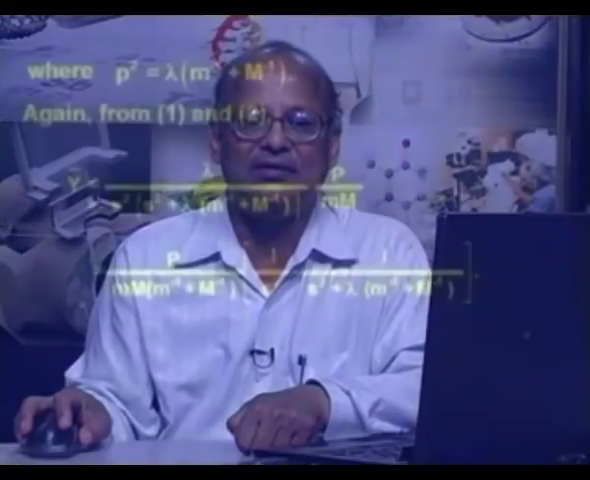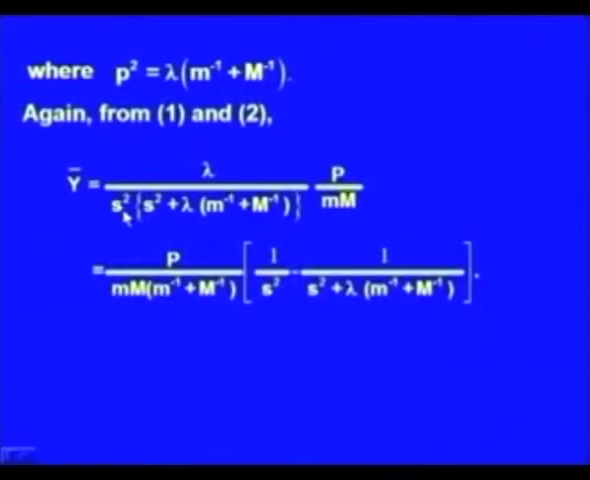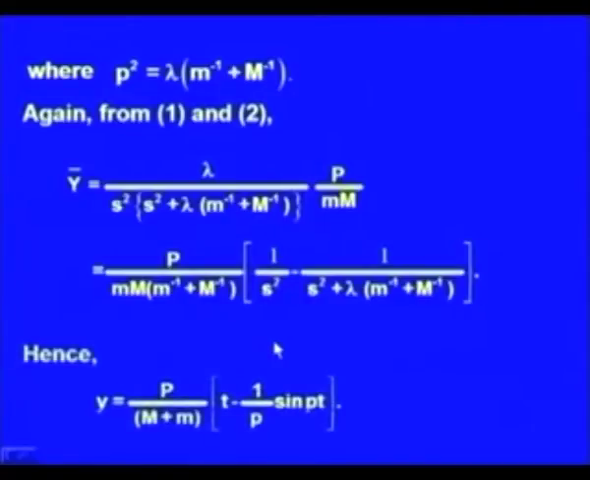Now, from equations 1 and 2, we can also find y bar equal to lambda over s square into (s square plus lambda times (m to the power minus 1 plus capital M to the power minus 1)) into p over m into capital M. After breaking it into partial fractions, we will have p over (m plus capital M) into 1 over s square minus 1 over (s square plus lambda times (m to the power minus 1 plus capital M to the power minus 1)).